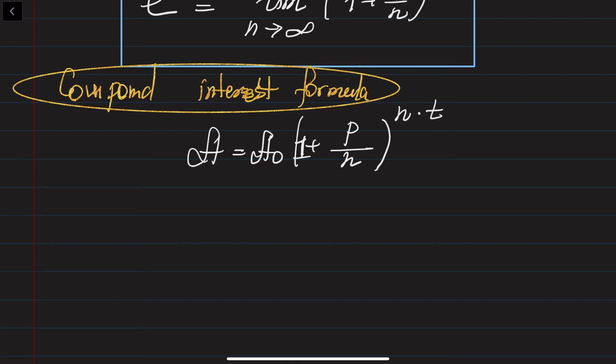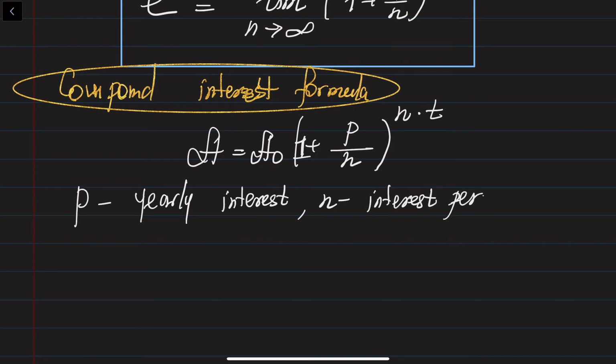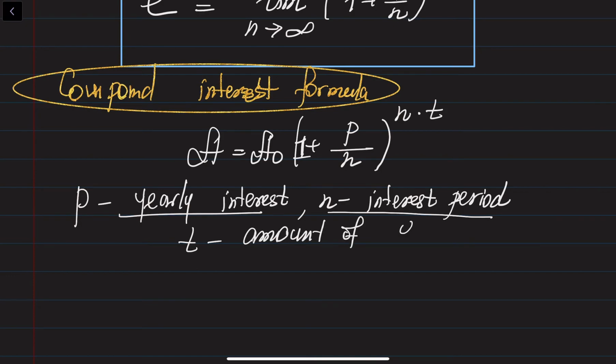So again, let me write it. P is going to be the yearly interest. Previously it was 12%, so that is why 0.12. N is going to be the interest period, so essentially how many times it is going to be calculated. This percentage P is calculated per year. So you see that even though the yearly interest is going to be the same, depending on the number of recalculations, you might get more money at the end. And T is going to be the amount of years. T might be 1 year, 2 years, 3 years, and so on.